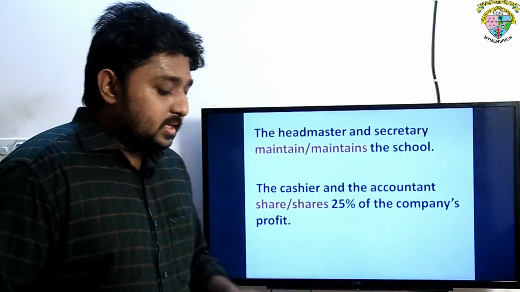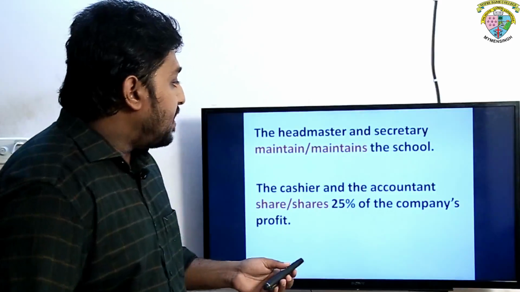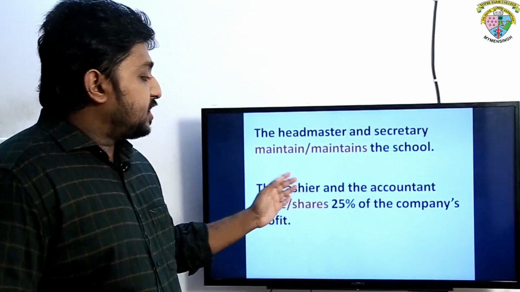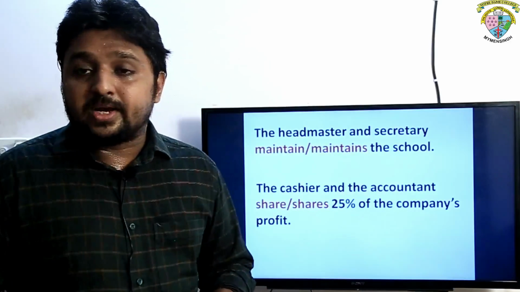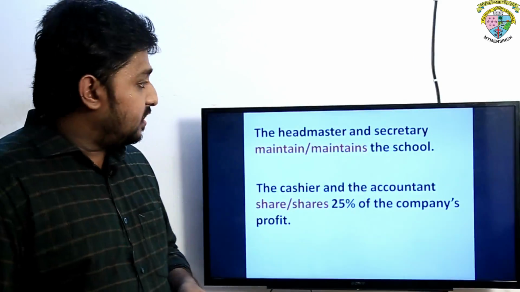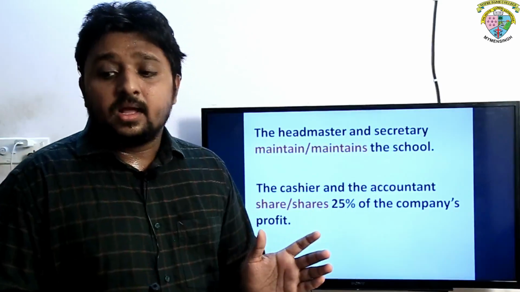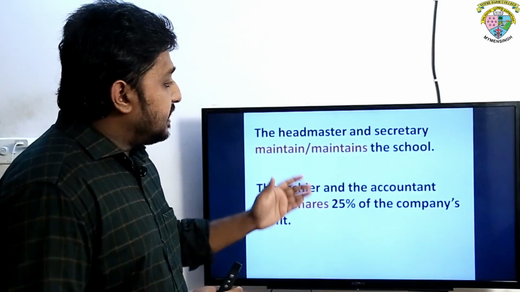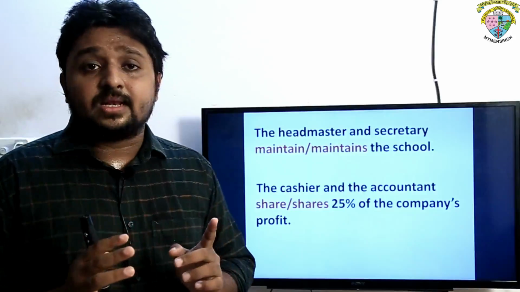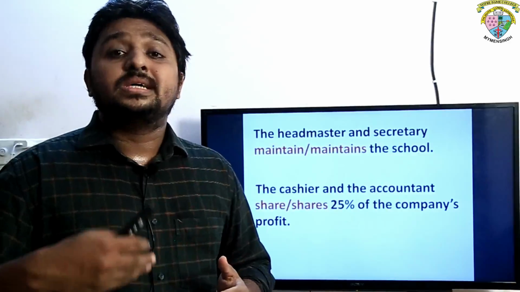Look at the two lines. Here: the headmaster and secretary maintains the school. The cashier and the accountant shares 25% of the company's profit. So look at this. There are two similar things. In those two lines, two subjects are connected with "and." But what is the problem? In the first sentence, look, two subjects, but here we get one definite article, "the." That means the person who is a headmaster is also secretary.